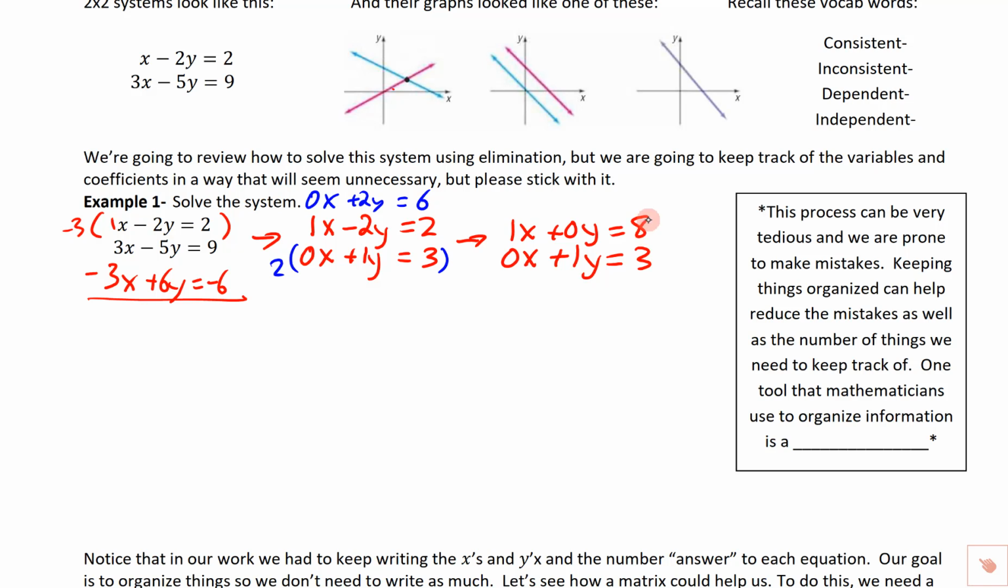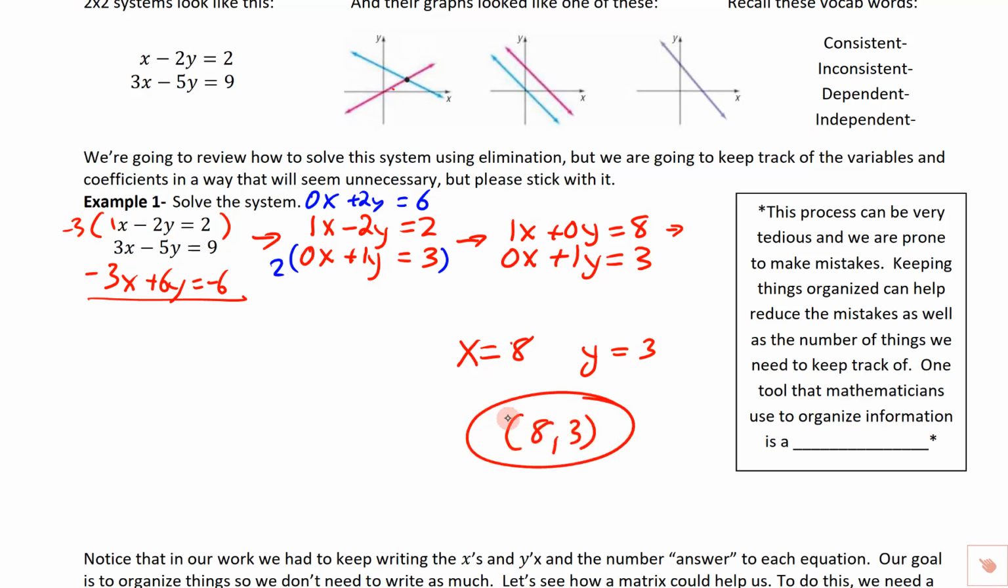Now, that's kind of a crazy way to do that. But if you take a look here, this one says that if I have 1x and no y's, I end up with 8. So that first equation really means x is equal to 8. And this second equation says if I have no x's and 1 y, I end up with 3. So I end up with y equals 3. So the answer on this one is 8, 3.